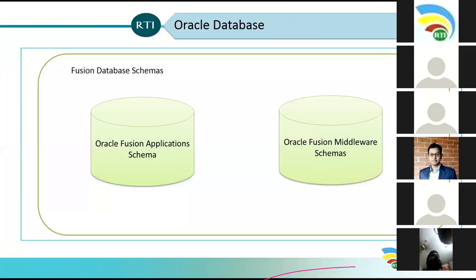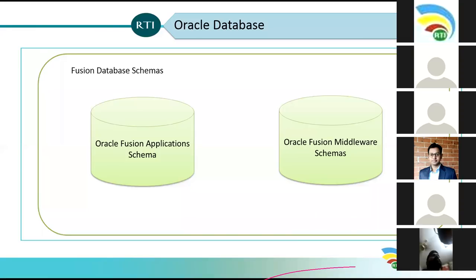So the Oracle database has two schemas. You know databases, right? I think everyone is aware of how databases work. So basically our Oracle Fusion database has two schemas. One is the Oracle Fusion application schema. The other one is the Oracle Fusion middleware schema.